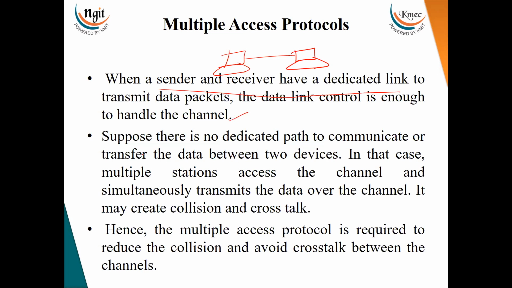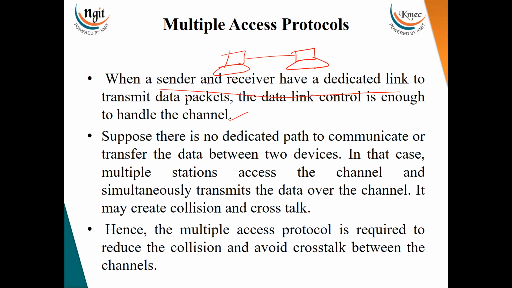Suppose there is no dedicated path to communicate. If we have a dedicated path, then it is easy for us to communicate data. But if we do not have any dedicated path for the transmission of data between two devices, in that case, multiple stations access the channel and simultaneously transmit the data over a channel. That means we may also have the problem of crosstalk or collision.